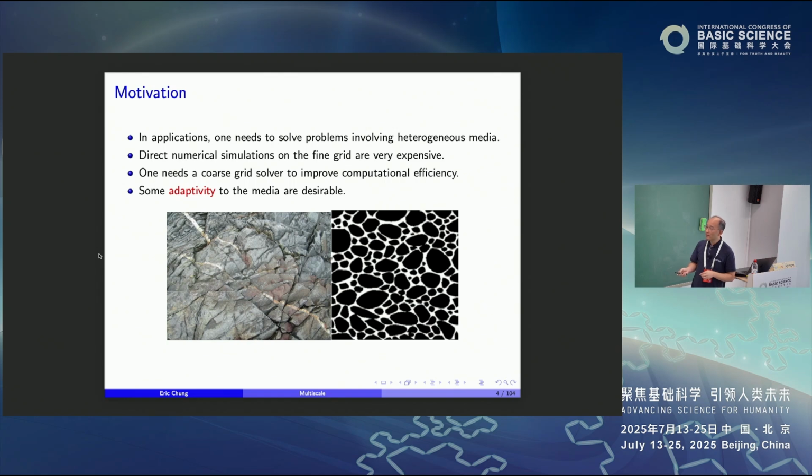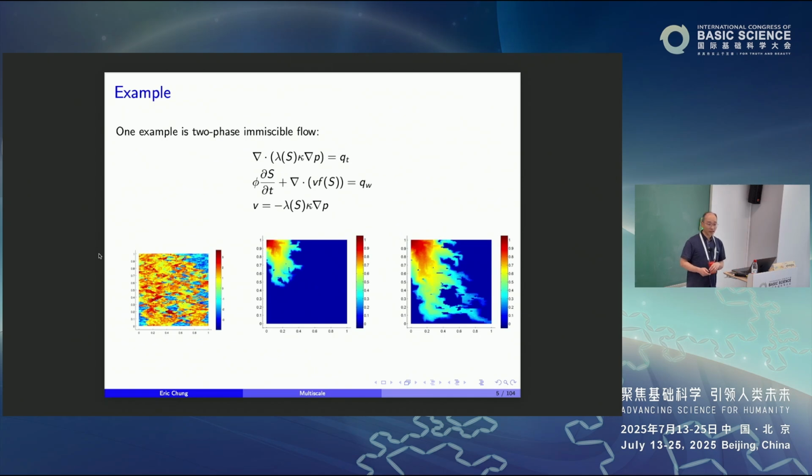In addition to that, we would also like some type of adaptivity, because in different parts of the domain there may be many different structures, and we may have to do different things in different parts of the domain. That is what we mean by adaptivity. So here I will give a few examples.